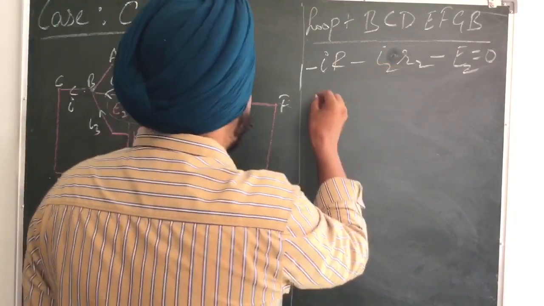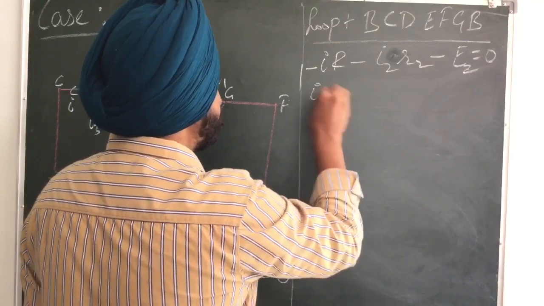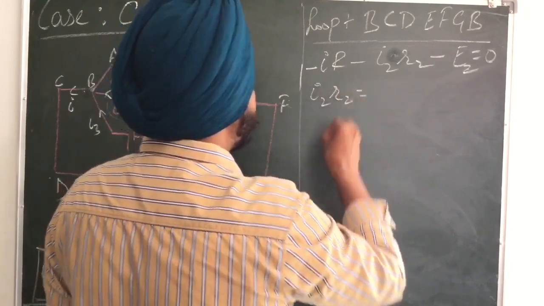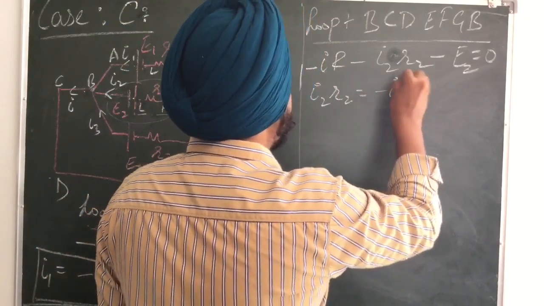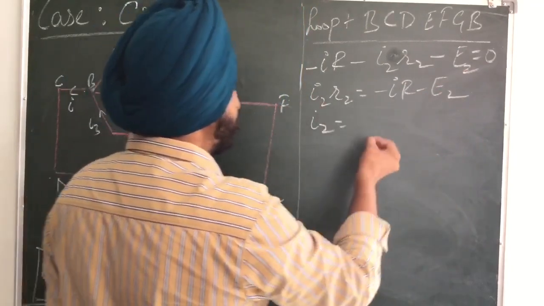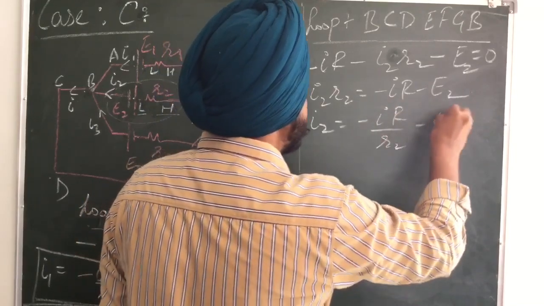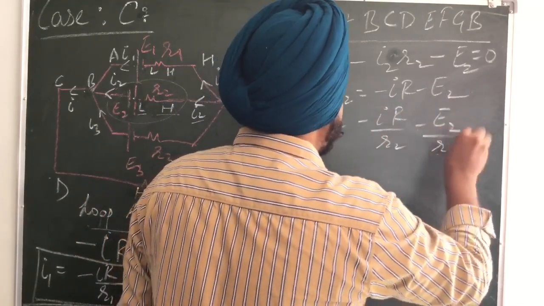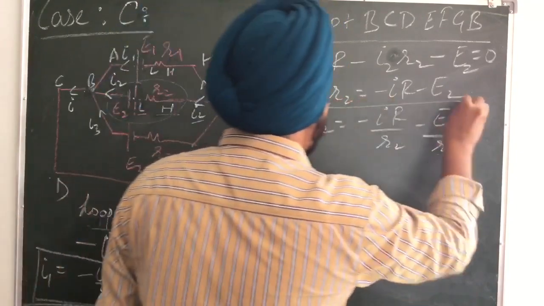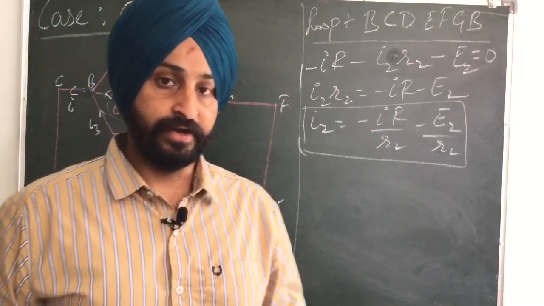So from here, if I get the value of I2, I2 R2 would be equal to this, and I2 would be equal to minus IR by R2 minus E2 by R2. So this will be the value of I2 in the loop in which the cell is connected in opposite order.